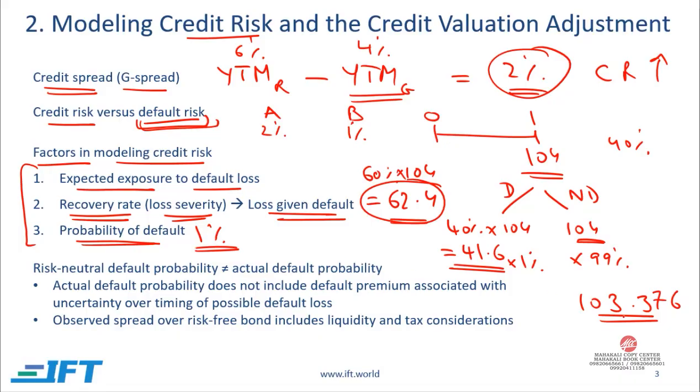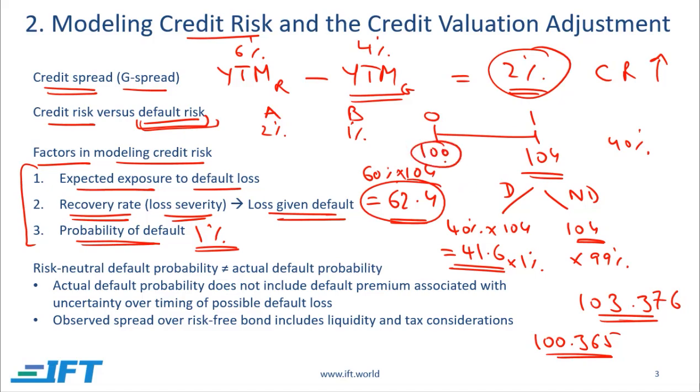To come up with the present value at time 0, we take this future value and discount at the risk-free rate. Let's say that the risk-free rate is 3%. So if we discount this number by 3% for 1 year, we will get 100.365. But this number, 100.365, is different from the observed value of 100.